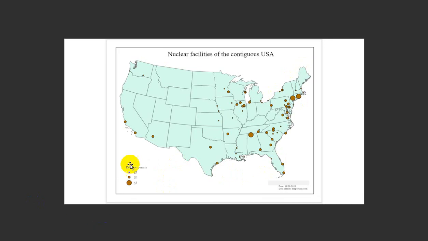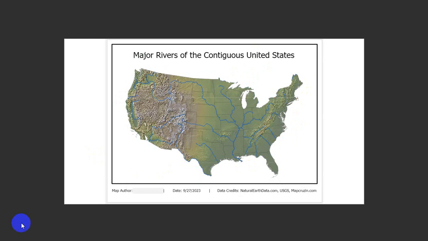Same idea here where we've got the number of reactors at each location. So a nice symbology based on attribute value. And here we've kept it simple by not including the elevation, but here we've got a more political map. So here we're talking about the boundaries and how these things relate to different states, which is also really interesting.